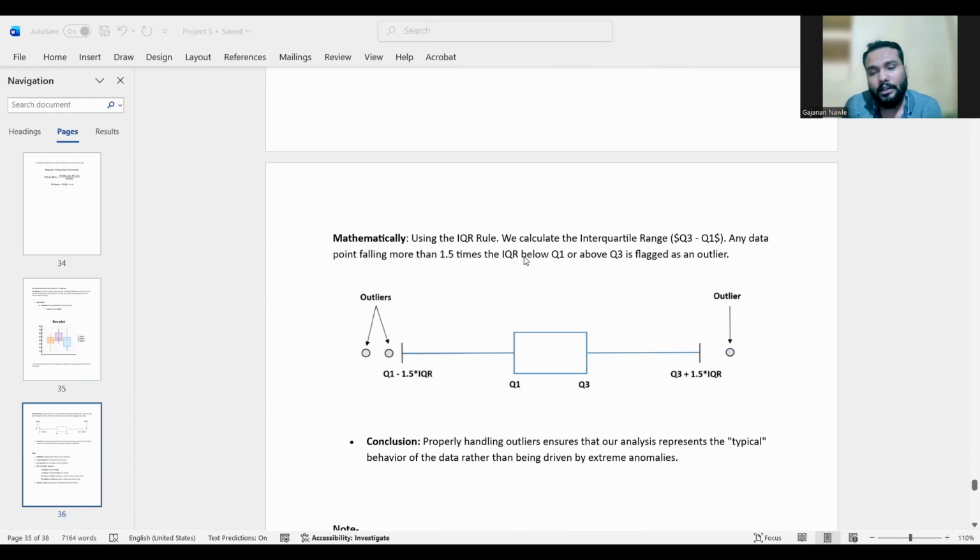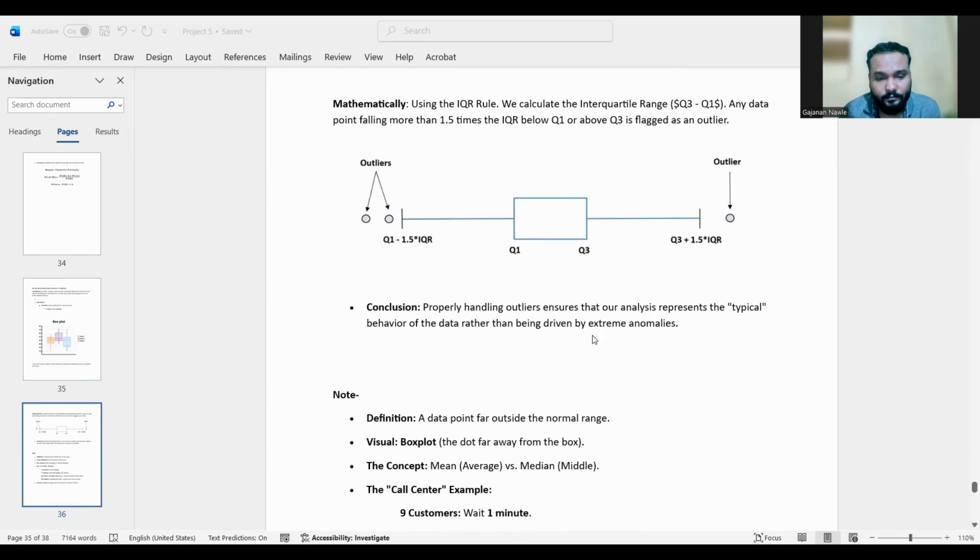So we calculate the interquartile range as quartile 3 minus quartile 1, which means the data that falls between quartile 1 and quartile 3. Any data point falling more than 1.5 times the interquartile range below Q1 or above Q3 is flagged as an outlier. So anything that falls below 1.5x of Q1, which is this, is an outlier, and above 1.5x of Q3 is an outlier. So these are outliers.